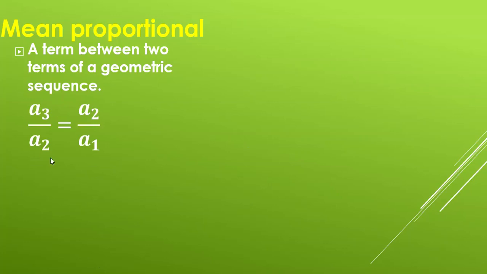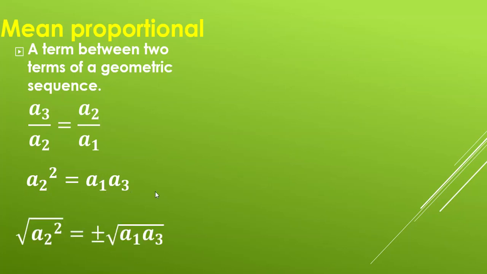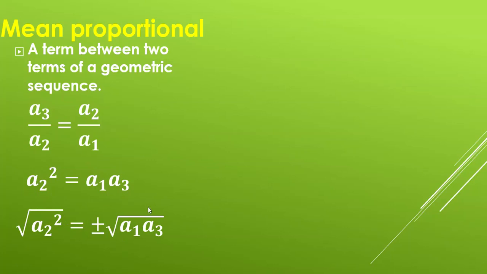So, knowing that the common ratio is equal to a sub 3 over a sub 2 equal to a sub 2 over a sub 1, then you can derive the formula for a sub 2. So, a sub 2 squared by cross multiplication, a sub 1 times a sub 3. Then, since this is squared, you get the square root of both sides. And since this is an even root, you always have a positive, negative here. Okay, so your a sub 2, your geometric mean, just 1, is equal to the positive, negative of square root of the product of the first and the last term, or the third term.